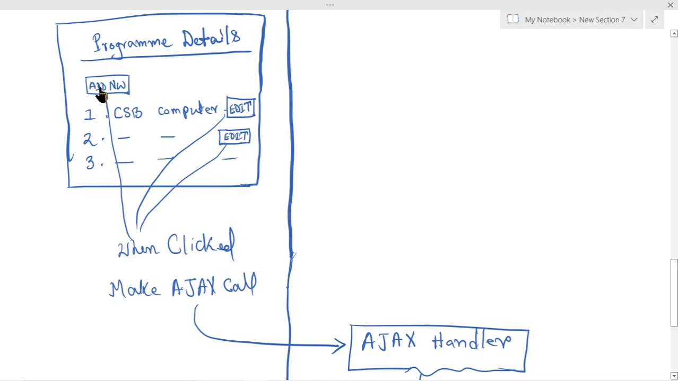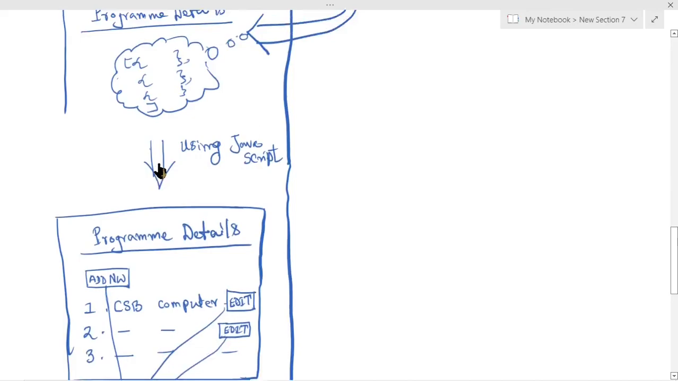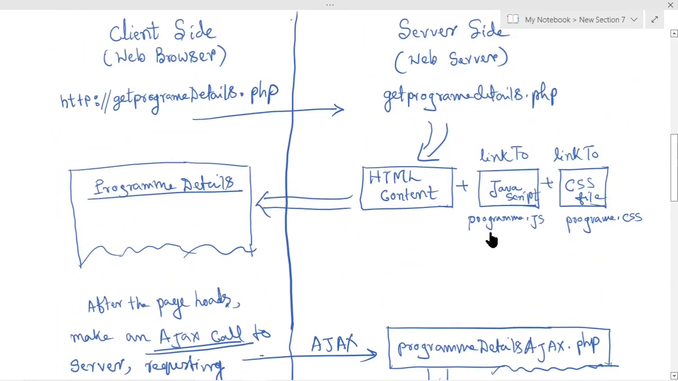Now see here, this HTML content might again contain some HTML elements, like these buttons, with which the user can interact and raise some events. The code that we want to get executed when those events are raised, we will be writing inside the same JavaScript file.